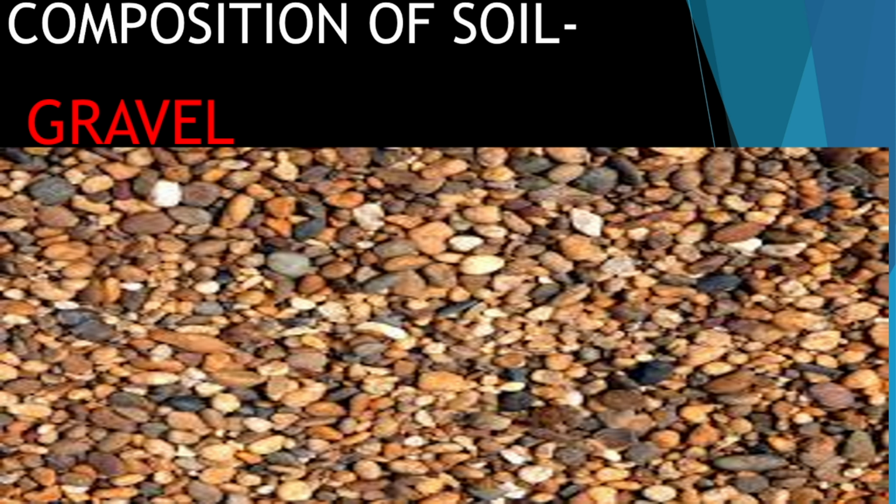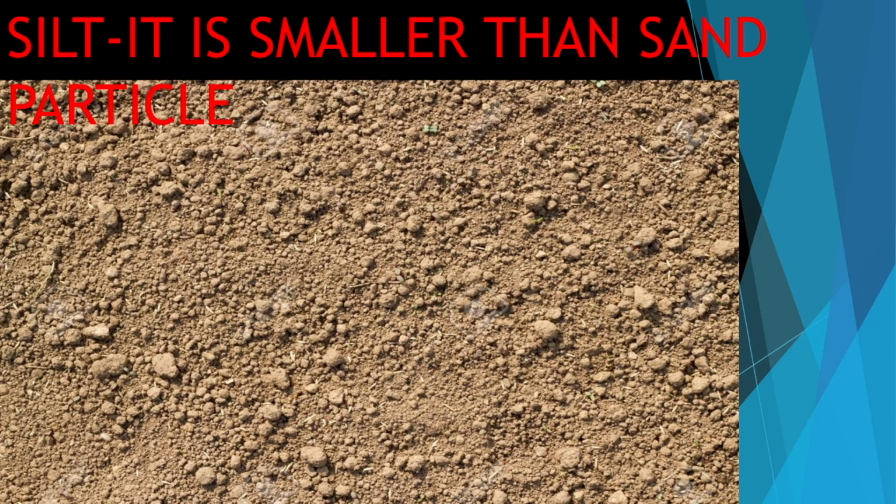Look at the slide. You can see gravel. This is a soil which may contain very small stones. These stones are called gravel. Look at this. This is called silt. Silt particles are smaller than sand particles.